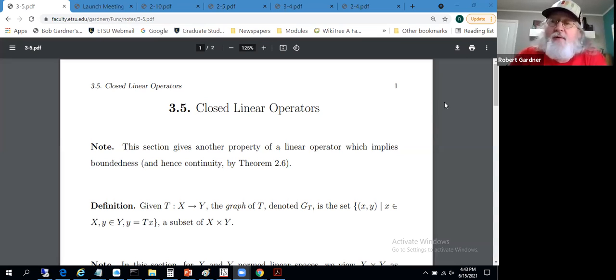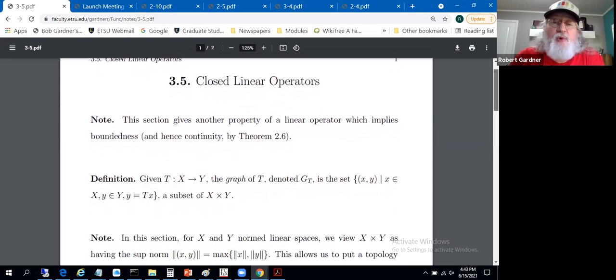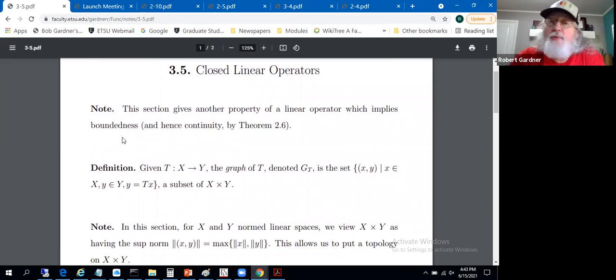Welcome back. Let's look at 3.5, where we introduce a new idea. It'll be related to boundedness before we're done with this section, but the new idea is the idea of a closed linear operator. So we'll give another property of linear operators, and we'll see that this property implies boundedness under appropriate hypotheses, and boundedness implies continuity, as you know by Theorem 2.6.